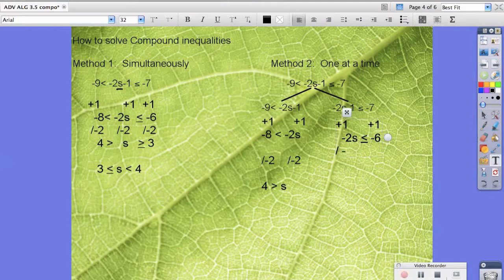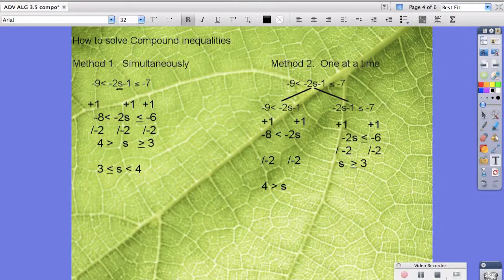Then we're going to divide by -2 to both sides. S is greater than or equal to 3. Here's another benefit to doing it with the method 1 version. The inequality is already set up for us. Now, because we didn't do it here, we have to set it up again where they're together.